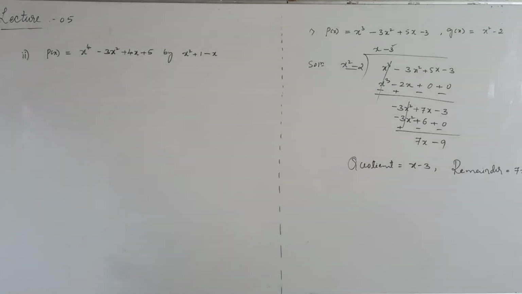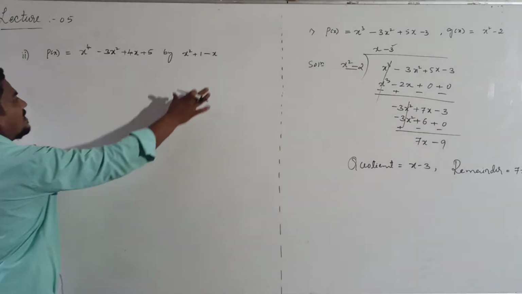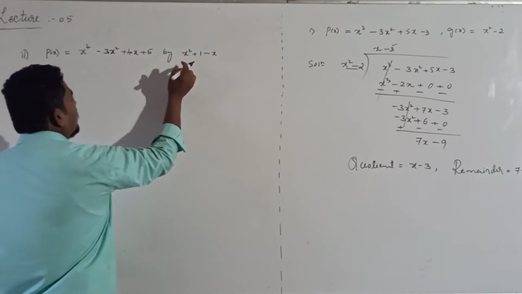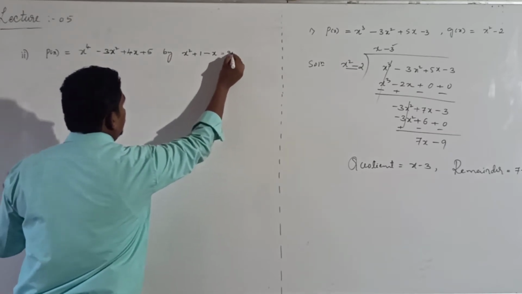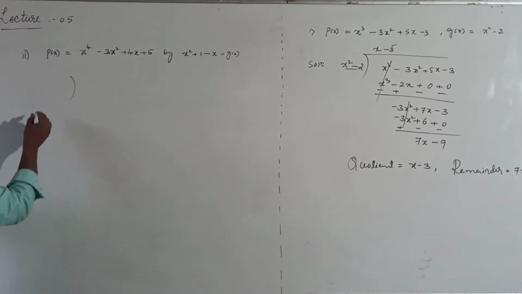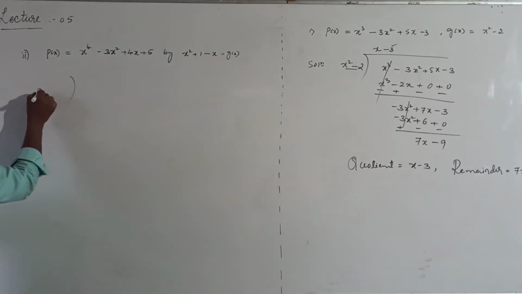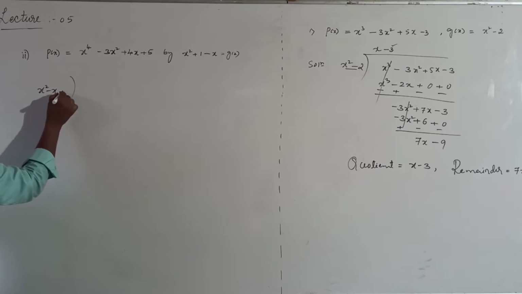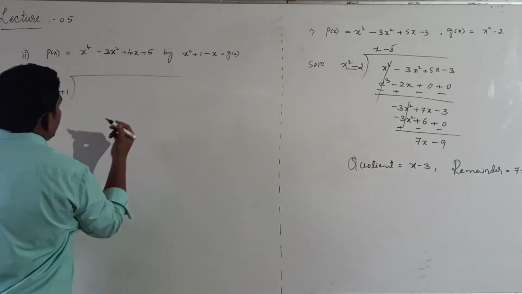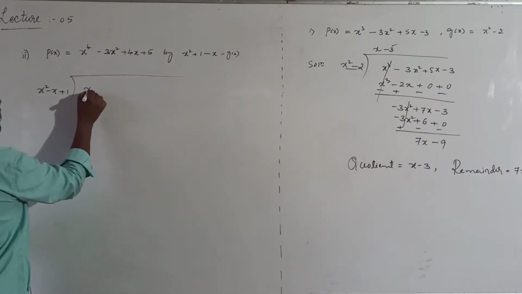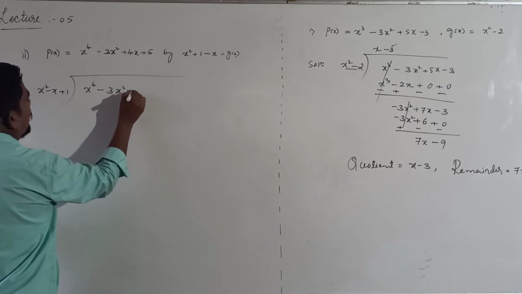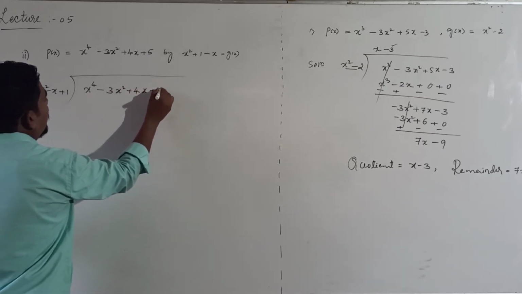Now usual division. This is our divisor, this by this, and it is g of x. Now consider the divisor. What is our divisor? G of x is the divisor, x square minus x plus 1. This is our dividend. Consider the dividend, that is x power 4 minus 3x square plus 4x plus 5.